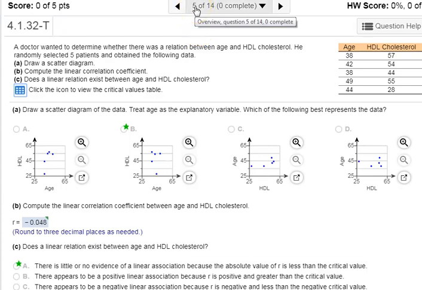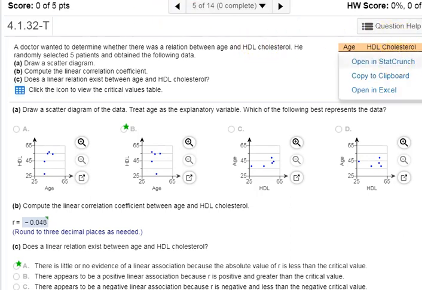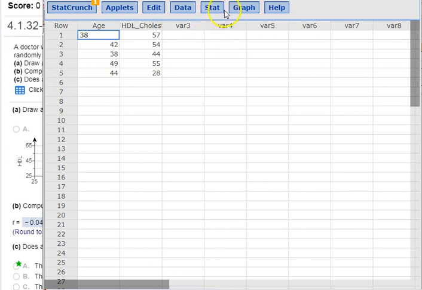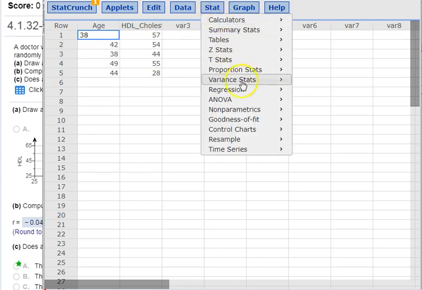For number 5, we're looking to see if there is a relationship between a person's age and their HDL cholesterol. So the table of data here, I'm going to open it in StatCrunch. And to get to that screen, you'd want to go to Stat. We're looking at correlations here, which gives us a regression line. So Regression, then Simple Linear.